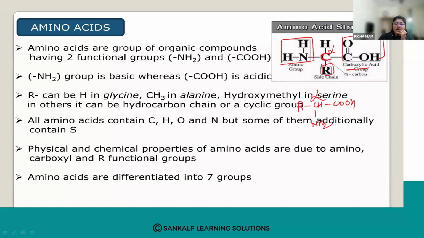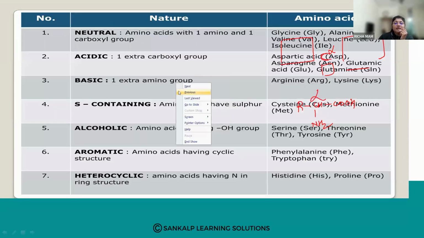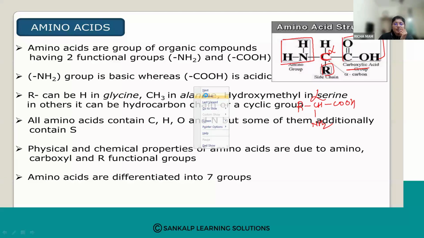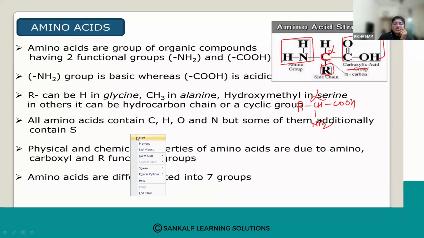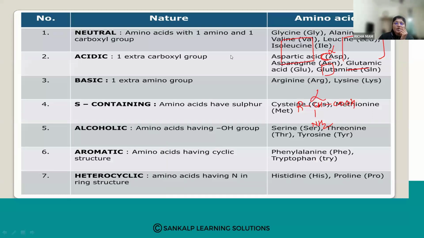As I have discussed, amino acids are organic compounds. In the same compound you have two functional groups, that is an amino group as well as a carboxylic acid group. Now, there are mainly 20 amino acids. Which are the 20 amino acids? They are glycine and alanine.